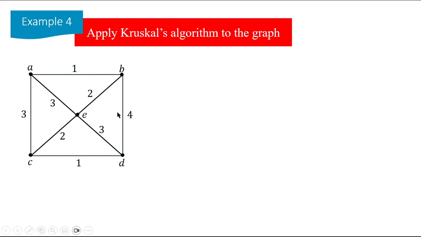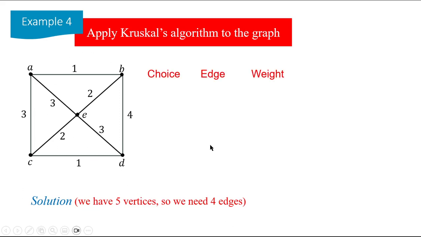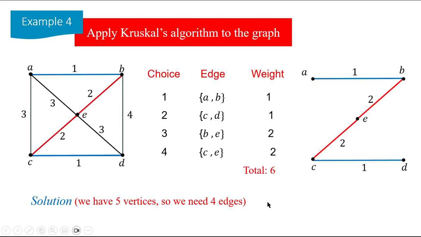Okay, so we have this graph here. We need to apply Kruskal's algorithm. So we take all the ones, provided they don't make a circuit. You have 5 vertices, so you need 4 edges. This one here, this one here. I'm done with ones. Twos now, you can take this here or this here. BE, EC, this is easy. The total is 6, so that is your answer.